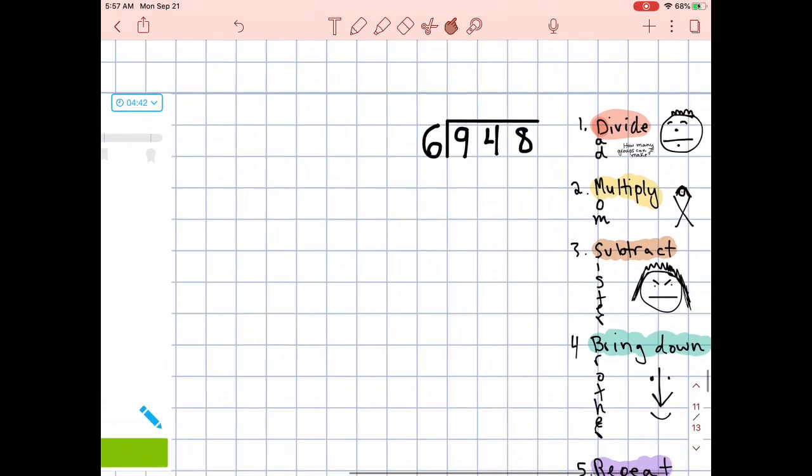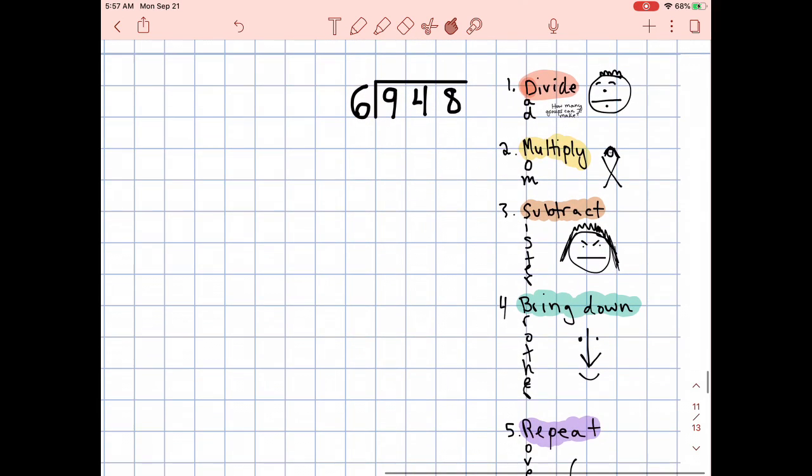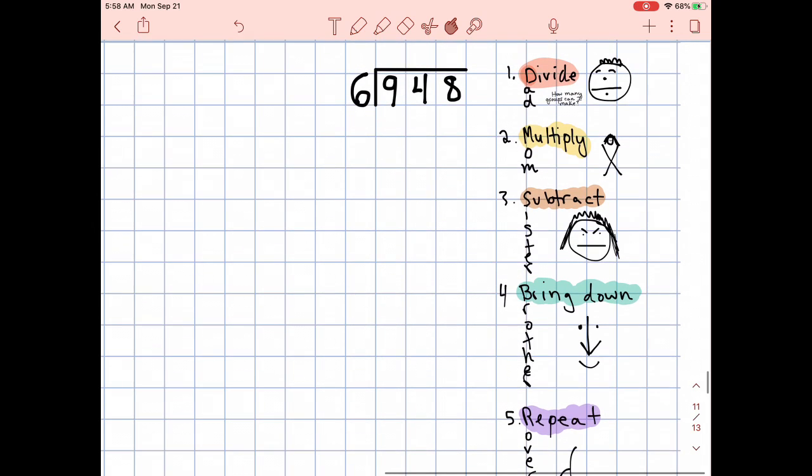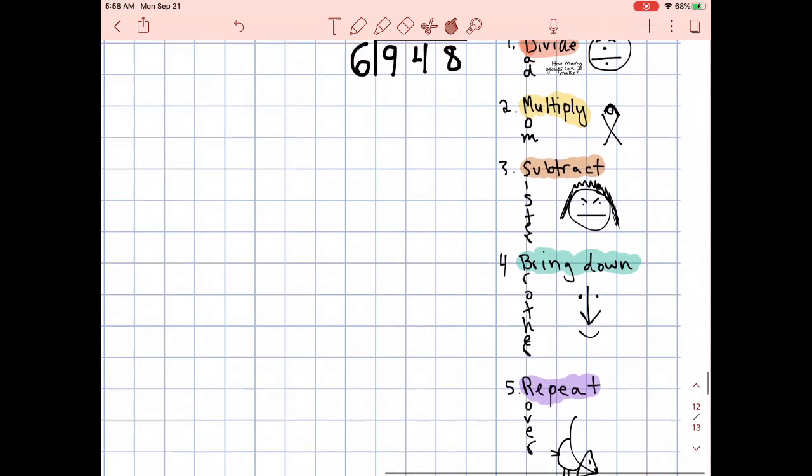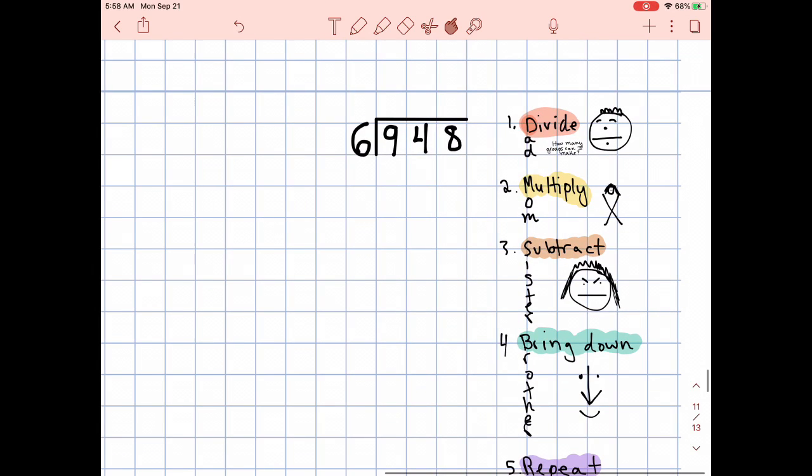Okay, so here's how we write that out. 948 divided by 6. So I've written the steps out here. Again, we have those handy, step 1, 2, 3, 4, and 5. And so what you're going to do now is pause the video with this problem written out and try to solve this problem on your own. Then I'm going to go ahead and solve it. I'll talk through the problem as I am solving it, and you can just double check your work.